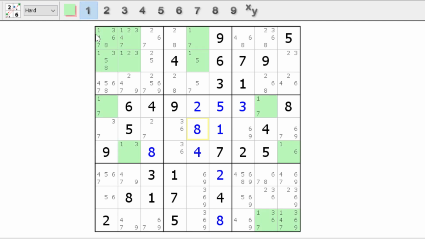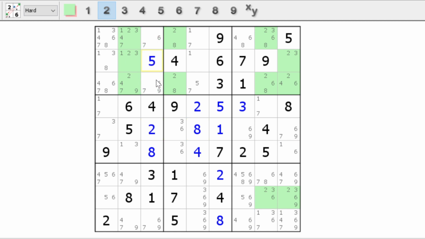Okay, kind of speed these things up. I will go here and highlight the candidates. Generally, you will find things like an X-wing and solve that well before you get to the part where you'll need the W-wing.